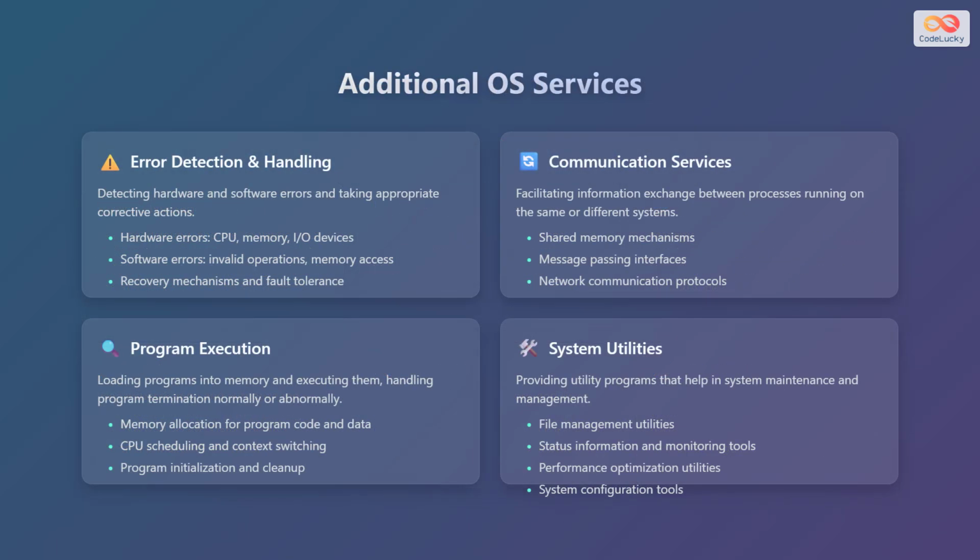Here are some additional operating system services. First, error detection and handling. It detects hardware and software errors and takes appropriate corrective actions. These include hardware errors in central processing unit, memory, and input-output devices. Software errors, such as invalid operations and memory access, are also handled. It uses recovery mechanisms and fault tolerance.